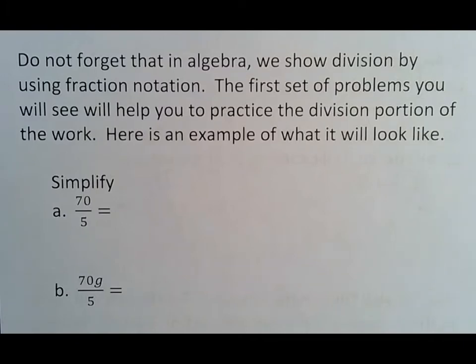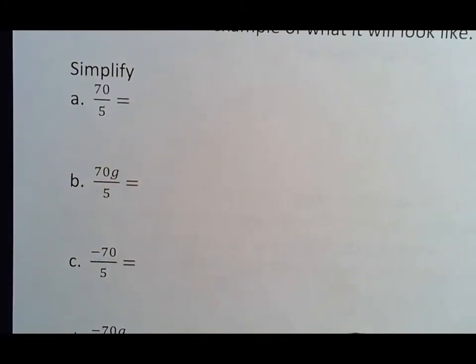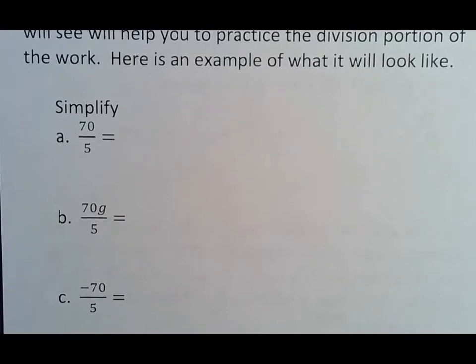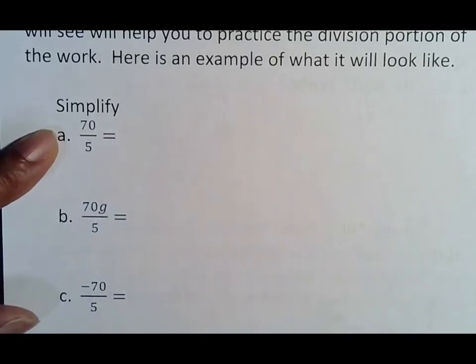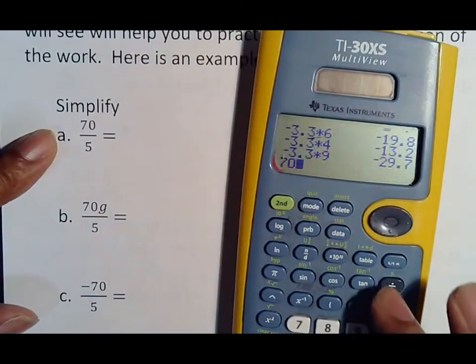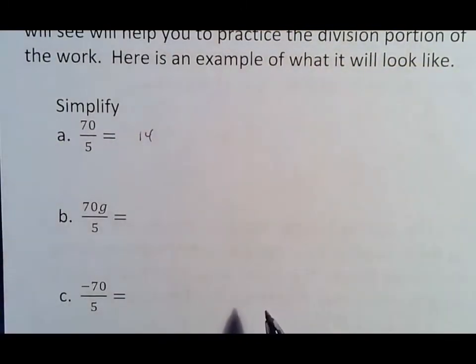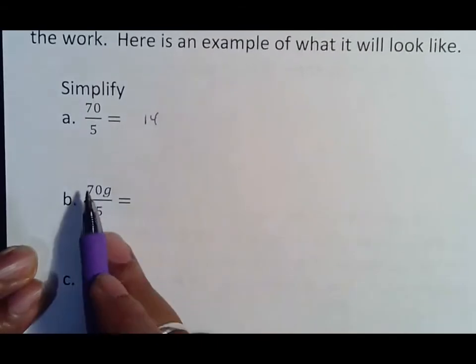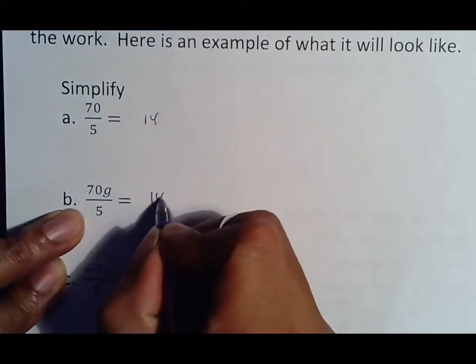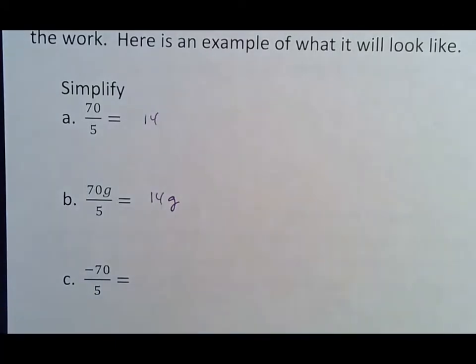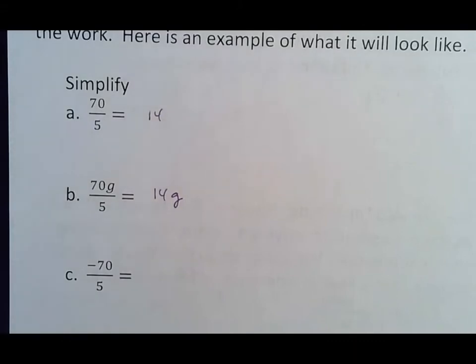The first set of problems is going to help you to practice the division portion of the work, an example of what it's going to look like, and this is just going to be one question. Each of those questions is going to give you 4 different options of the same thing so that you work on the answer. So this says 70 over 5, but it really means 70 divided by 5. Again, don't feel ashamed to use your calculator, which is 14. But if 70 over 5 is 14, then 70g over 5 should just be 14g. And that's what you need to understand, is the four different ways you're going to see this. Divide it and just bring the g down with it.